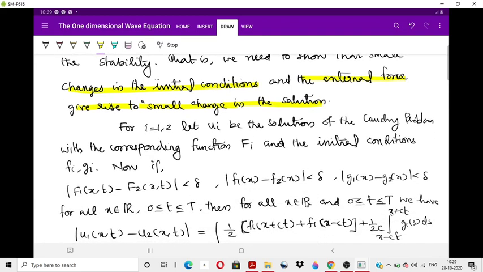So if there are such problems with solutions u1 and u2, and if there is only a small change in the external force, that is, modulus of F1 of x,t minus F2 of x,t is less than delta, and a small change in the initial conditions, that is, modulus of f1 of x minus f2 of x is less than delta, and modulus of g1 of x minus g2 of x is less than delta for all x belonging to R and 0 less than or equal to t less than or equal to capital T, then we need to prove that for any epsilon greater than 0, there is a delta such that modulus of u1 of x,t minus u2 of x,t is less than epsilon.